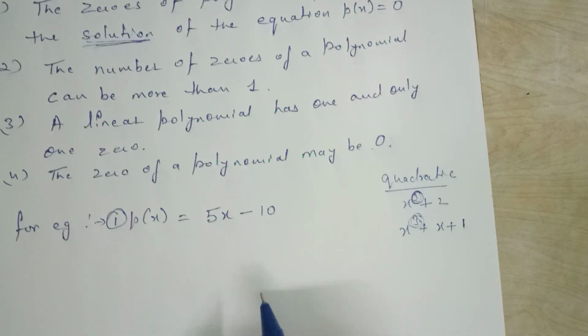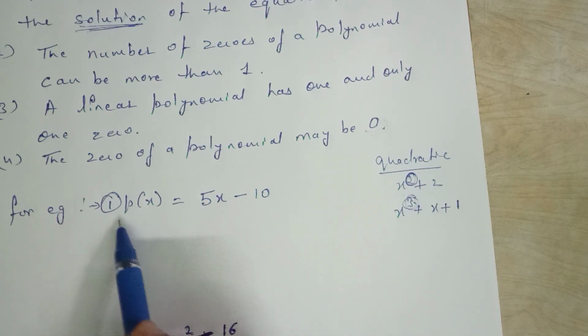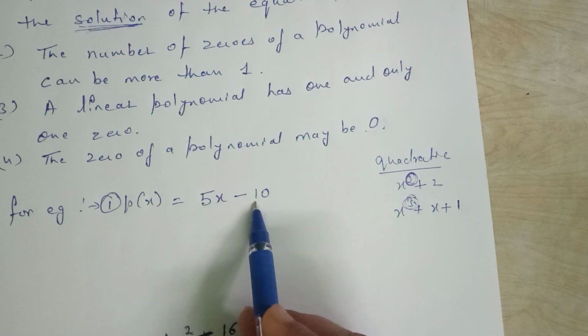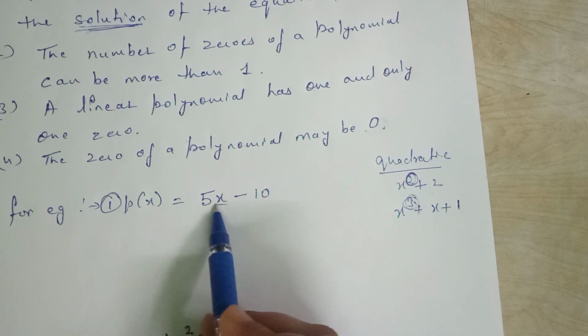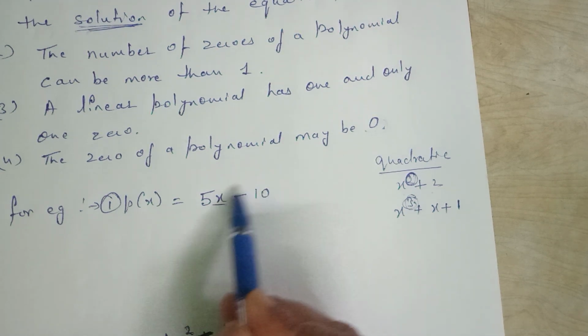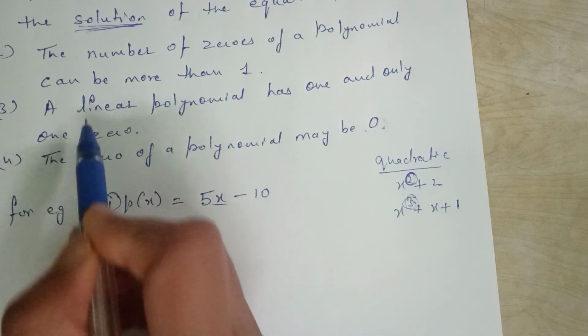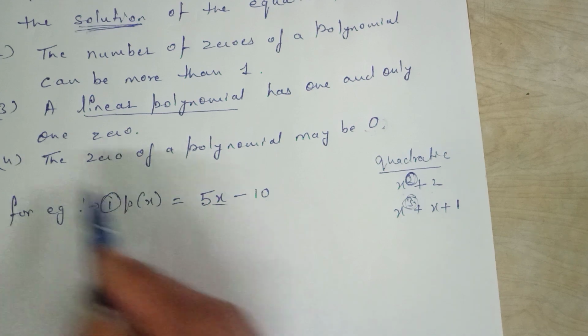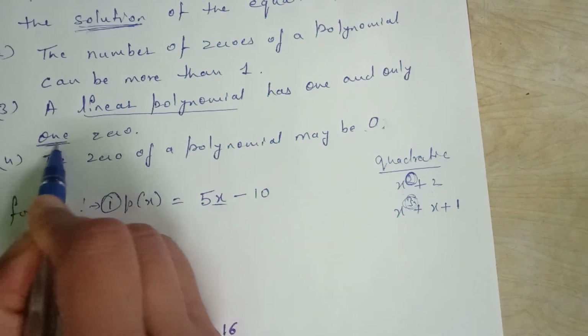Some examples we are taking. Number one, example: 5x minus 10. First of all, let us classify it as linear, quadratic or cubic. Here the variable x has power 1, or we can say the degree of the polynomial is 1. So what type of polynomial is it? Linear. So how many zeros will it have? It will have only one zero.